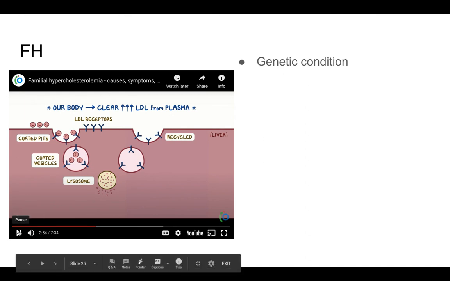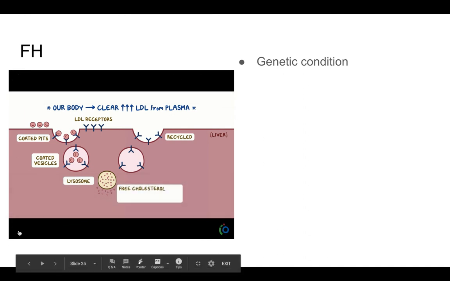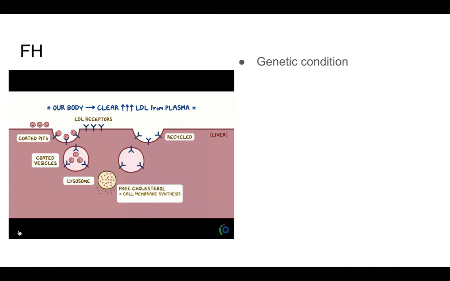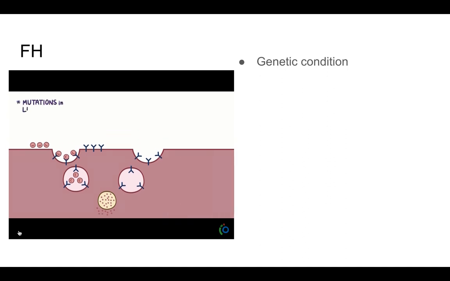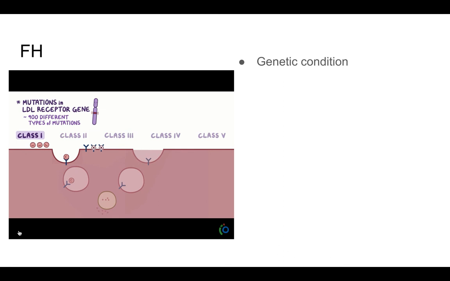From the cytoplasm, free cholesterol can be used for cell membrane synthesis and other metabolic processes. Now, in familial hypercholesterolemia, mutations occur in the LDL receptor gene. There are over 900 different types of mutations that can cause familial hypercholesterolemia, but luckily they've been grouped into 5 major classes. Class 1 mutations mainly affect the quantity of synthesized LDL receptors, so there are less available receptors to take up LDL from plasma.